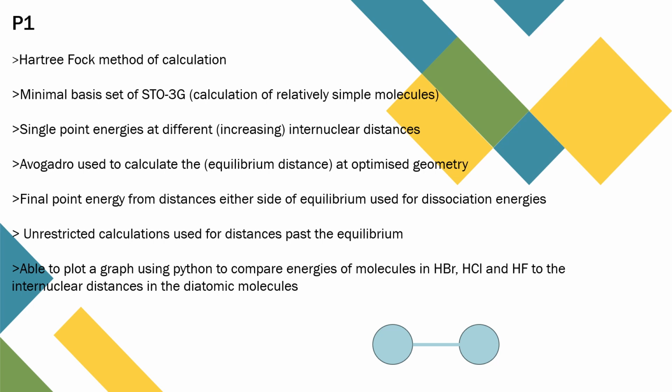We now use an unrestricted Hartree-Fock calculation, as the alpha and beta spin orbitals are calculated separately, and the hydrogen and the halogen now have an odd number of electrons, whereas they would have had an even number when combined.